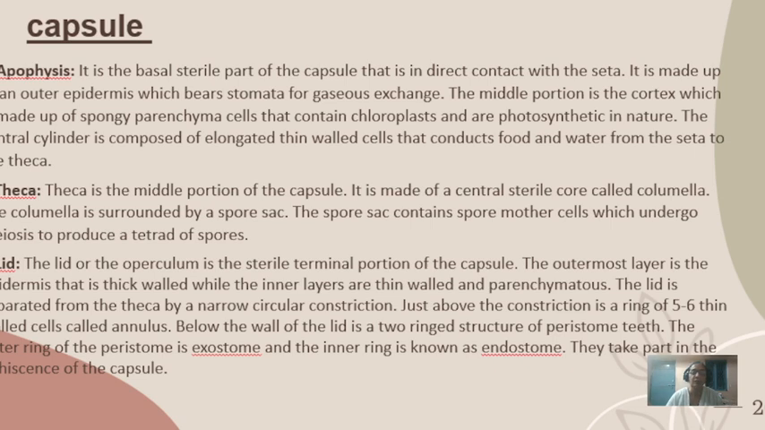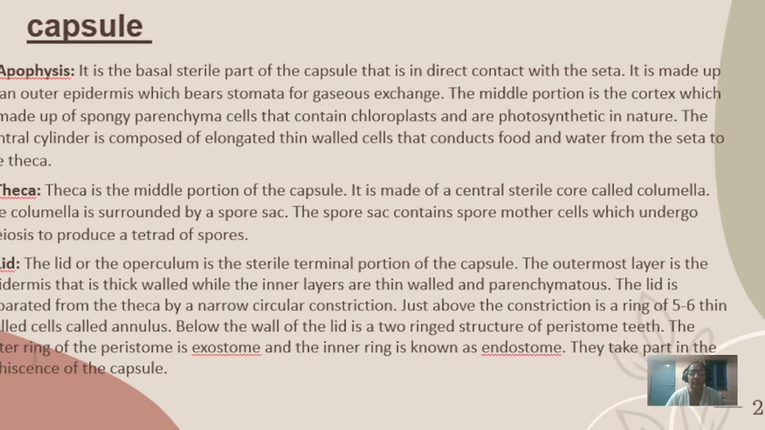The capsule consists of three parts, known as the apophysis, theca, and lid. The apophysis is the basal sterile part of the capsule that is in direct contact with the seta. The theca is the middle portion of the capsule made up of a central sterile core called the columella, and the lid is the operculum in the upper terminal portion of the capsule.